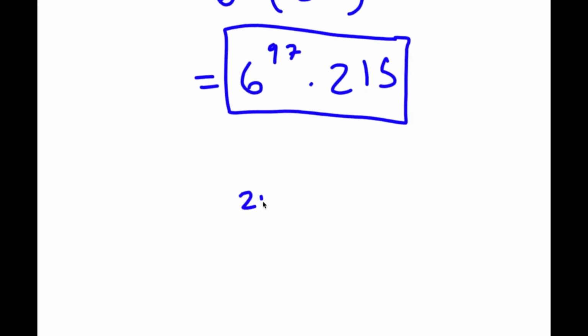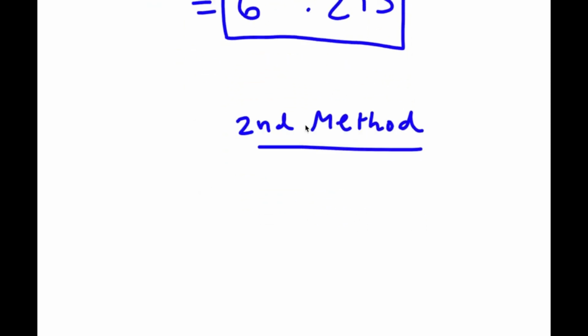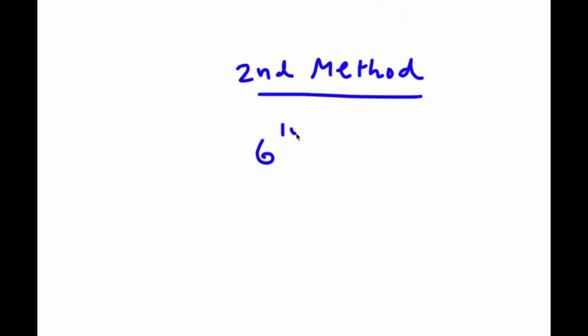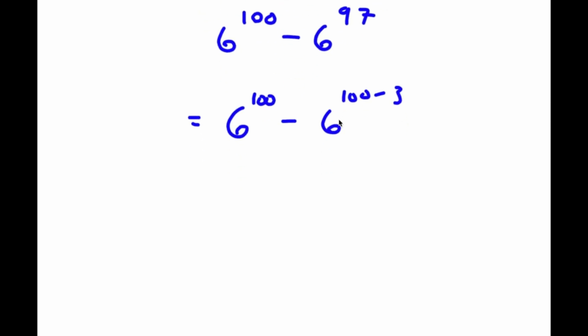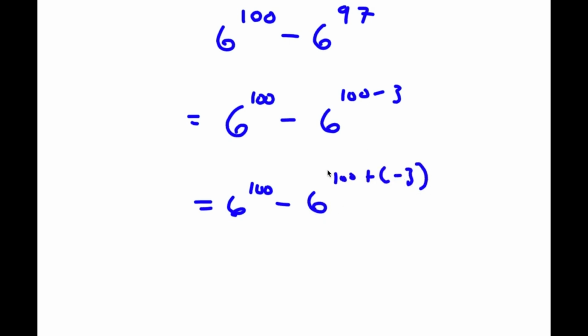Now I actually have a second method of solving this problem. So I start with 6 to the power of 100 minus 6 to the power of 97. Now this time, instead of rewriting 100 as 97 plus 3, I'm going to rewrite 97 as 100 minus 3. So now I have 6 to the power of 100 minus 6 to the power of 100 minus 3. Now I'm going to rewrite 100 minus 3 as 100 plus negative 3.